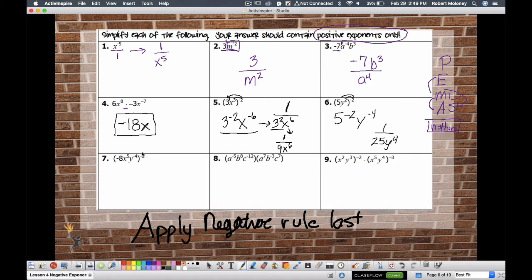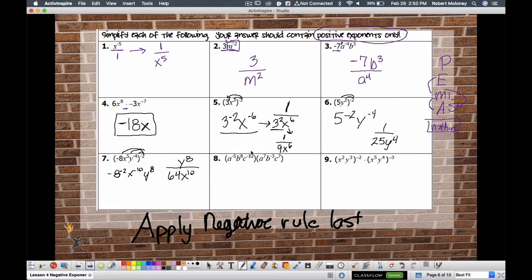So distribute my negative 2 every time. So I have negative 8 to the negative 2 power, x to the negative 10 power, and y now is no longer negative, it's positive. Okay, so now I work through my problem. So now y to the 8th is going to stay on top because it's not negative. And I'm going to switch negative 8 to negative 8 squared, and negative 8 squared is 64 because negative 8 times negative 8 is positive 64, x to the 10th.